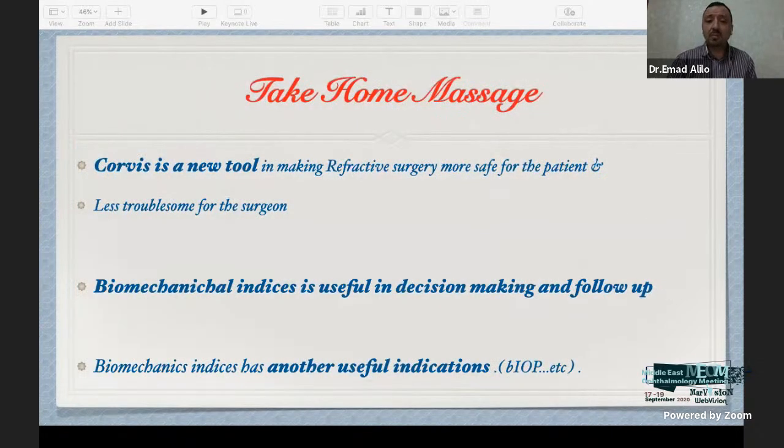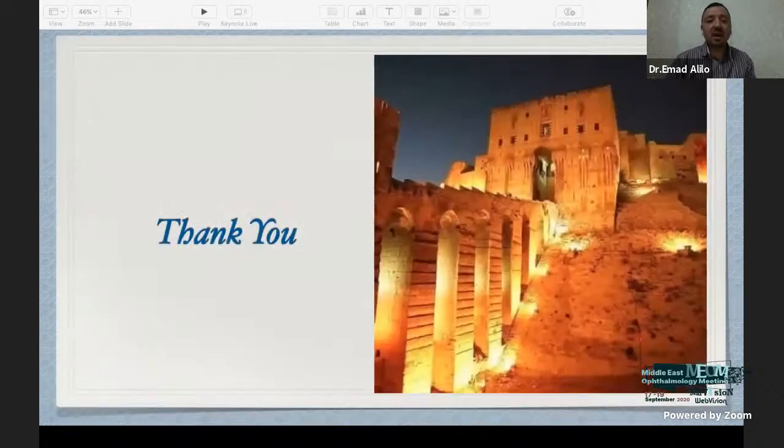So to sum up, Corvis is a new tool in our hands, which makes refractive surgery safer for the patient and less troublesome for the surgeon. The biomechanical indices are useful now in decision making and even in follow-up. Biomechanical indices also have other useful indications; there are some studies on using them in glaucoma, corrected IOP, and some other indications as well. So corneal biomechanical indices are here to stay, like the old castle of Aleppo.